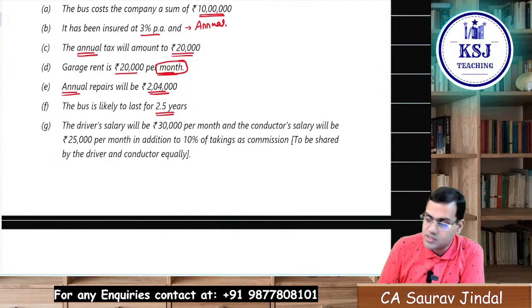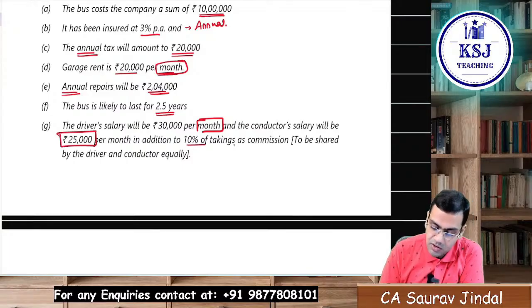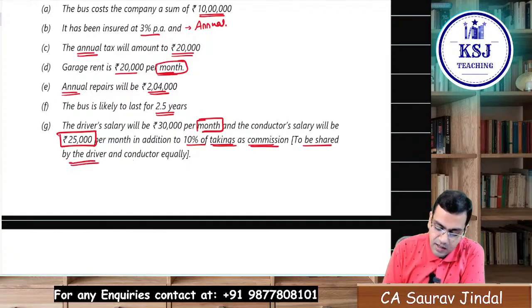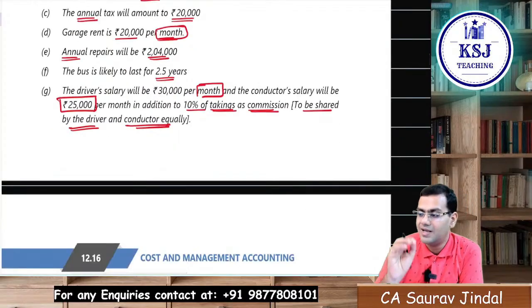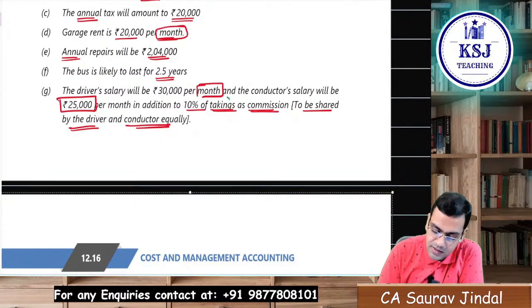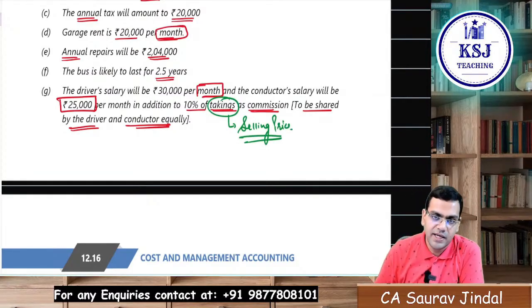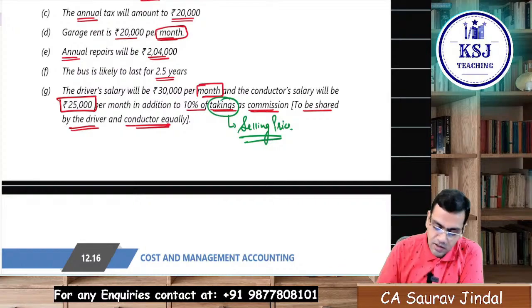The driver's salary will be rupees 30,000 per month and the conductor's salary will be 25,000 per month, in addition to 10% of the takings as commission to be shared by driver and conductor equally. What is the takings? If I tell you in simple terms, takings is nothing but your selling price, right? In the normal cost sheet sense, takings is nothing but your selling price.